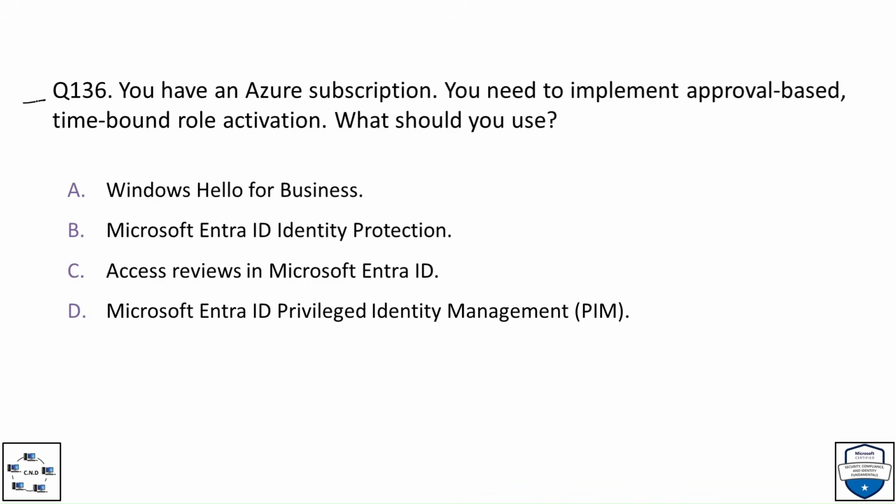Question number 136. You have an Azure subscription. You need to implement approval-based time-bound role activation. What should you use? Option A, Windows Hello for Business. Option B, Microsoft Entra ID Identity Protection. Option C, Access Reviews in Microsoft Entra ID. And option D, Microsoft Entra ID Privileged Identity Management, PIM. And the correct option is option D, Microsoft Entra ID Privileged Identity Management.